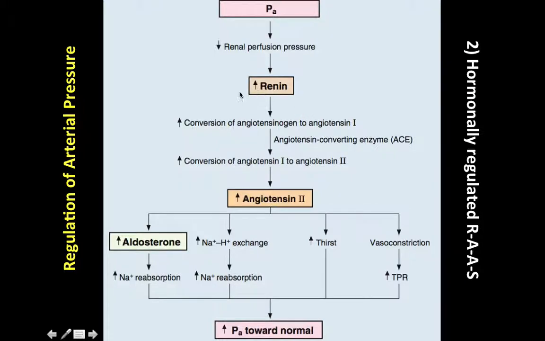Now the angiotensin 1 needs to be converted to angiotensin 2 using ACE, which happens in the lungs. So we need to keep clear a distinction that this is happening in the kidney and this is happening in the lungs. Okay, I'm gonna come back to the ACE inhibitors, which you can imagine, what would it do?